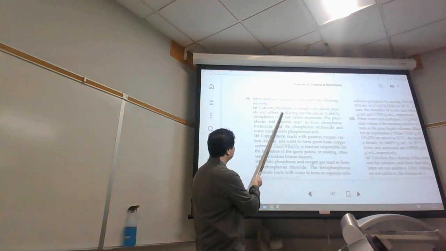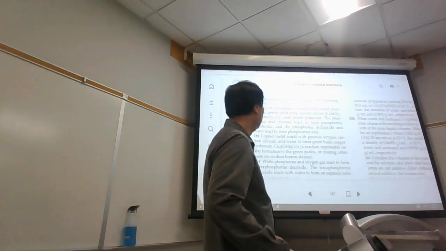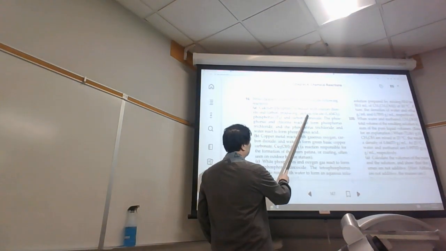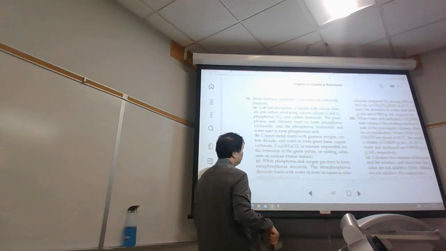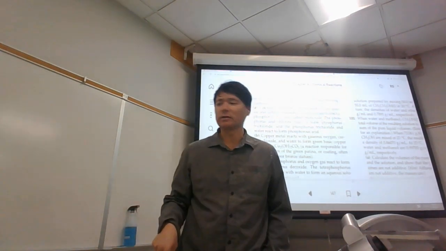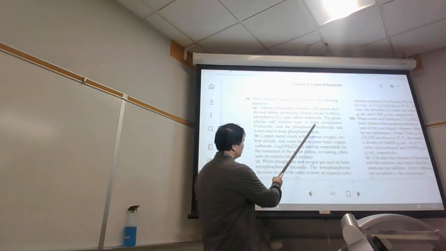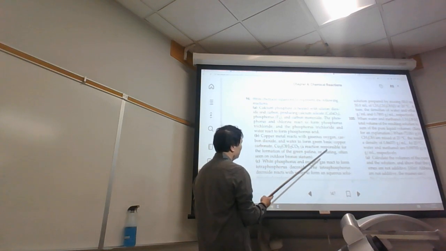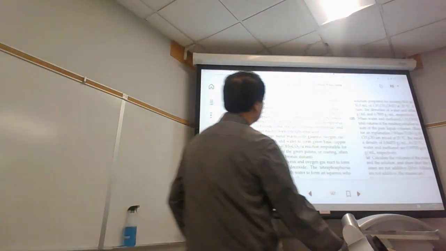Calcium phosphate is heated with silicon dioxide and carbon, producing calcium silicate. This silicate is normally SiO4. Here it's SiO3 with a 2- charge. And silicates have different formulas that you're going to see, because the geology of these is pretty interesting. The compound. So let's take a look.